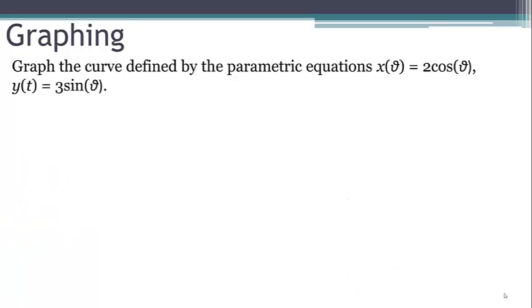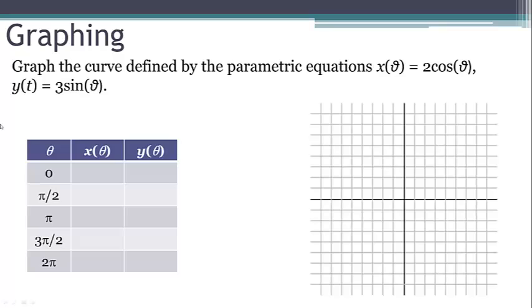This set of equations should look a little familiar. In our first series of lectures, we looked at the graph of x equals cosine theta, y equals sine theta, and saw that that graph was a circle. It's reasonable to expect this graph to follow a similar cyclic path, but we need to investigate what effect the 2 and the 3 are going to have. So again, based on what we already know, I'm going to focus on the four values of theta that give us the extreme sine and cosine values.